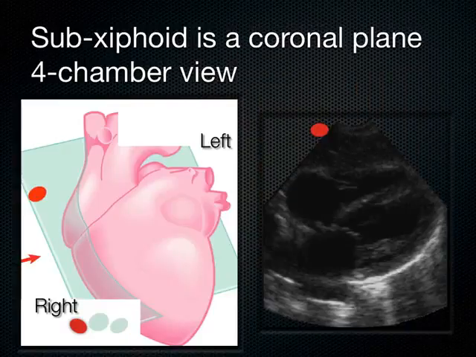We can see the four chambers there. This is the right ventricle, left ventricle, right atrium, left atrium. Here's the posterior wall of the left ventricle. The apex is over here, and this is all the liver.